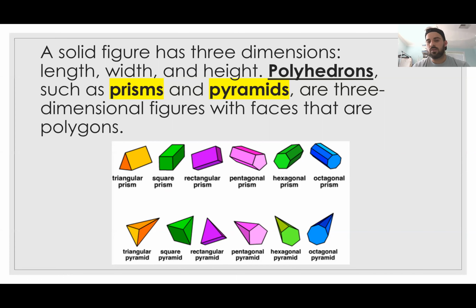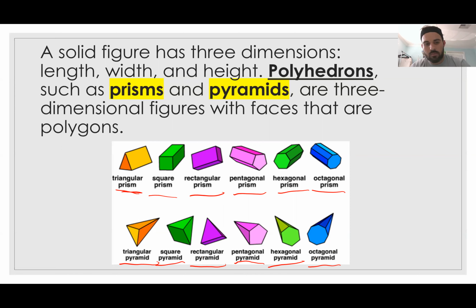Now here are some examples of prisms and pyramids. If we look right here, we have triangular prisms, square prisms, rectangular prisms, pentagon prisms, hexagonal prisms, octagonal prisms, triangular pyramids, square pyramids, rectangular pyramids, pentagonal pyramids, hexagonal pyramids, and octagonal pyramids. A prism or a pyramid is named depending on its face. And where are the faces? The faces are where you see the polygon.